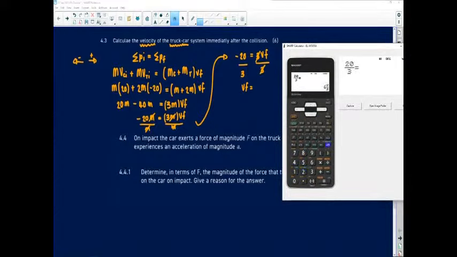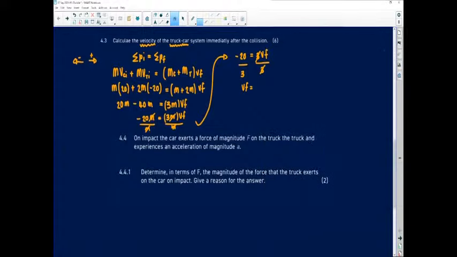This will give me 6,67. Remember, it must be to 2 decimal places. The third number is greater than 5, so I'll change my number to a 7. Remember, it is a negative, so that's negative 6,67 meters per second.